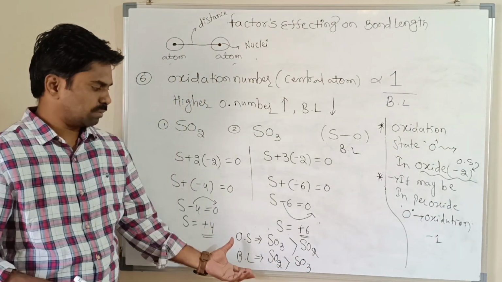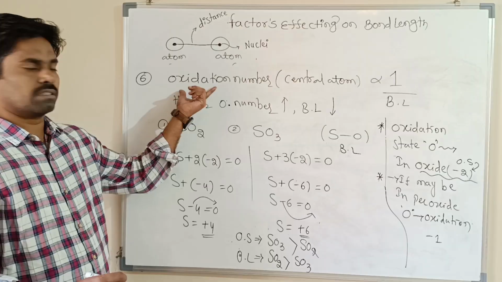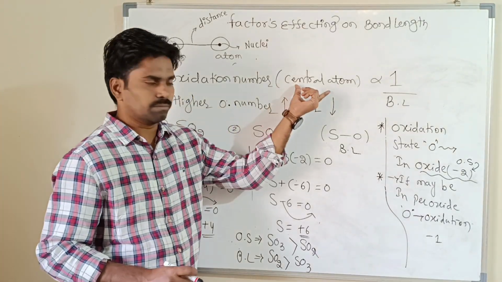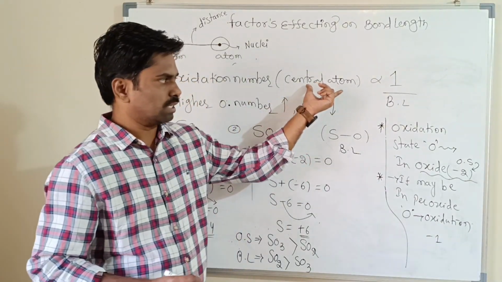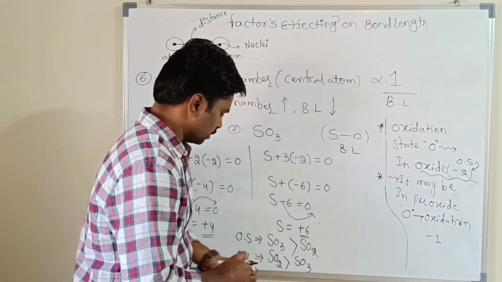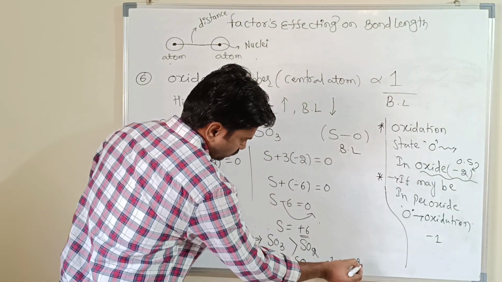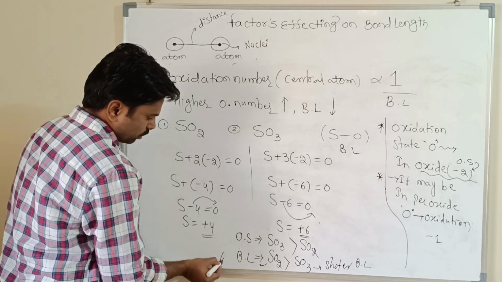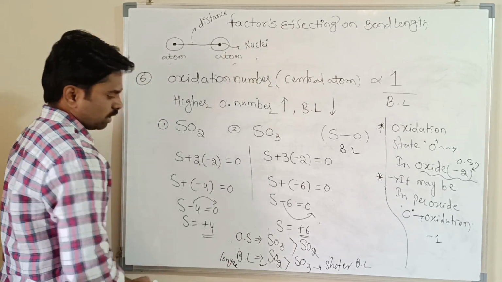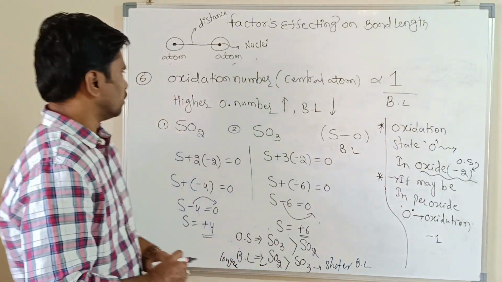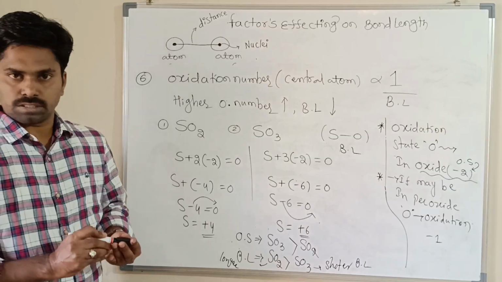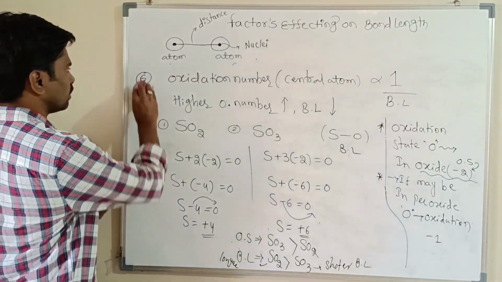Understood? This is one type of case. The higher the oxidation number of the central atom, the shorter the bond length will be. So this one has a shorter bond length, and this one has a longer bond length. Understood? Right. So this is the sixth case. I will give the seventh case.